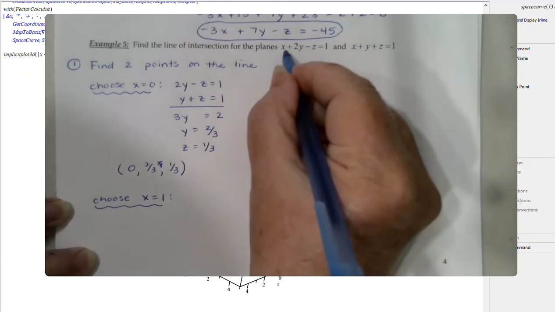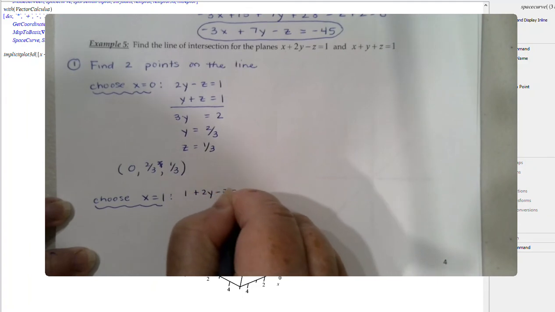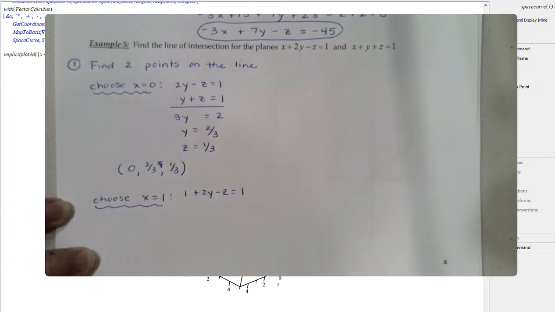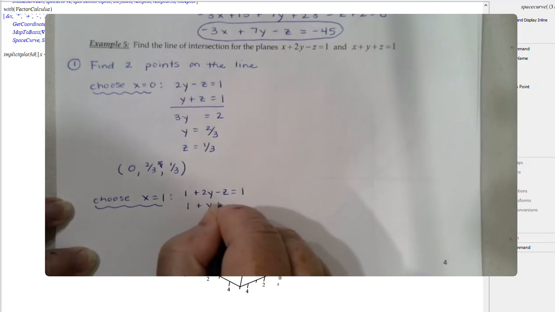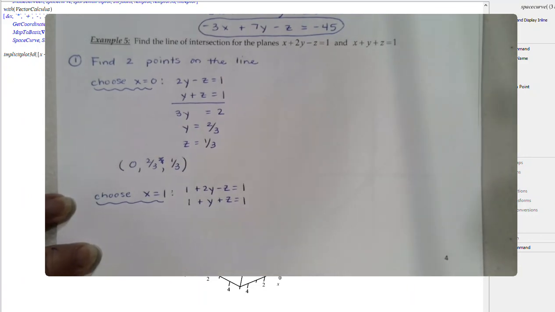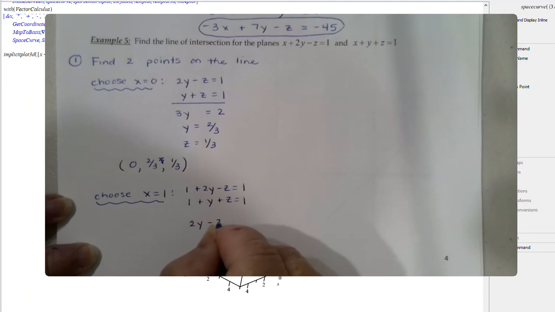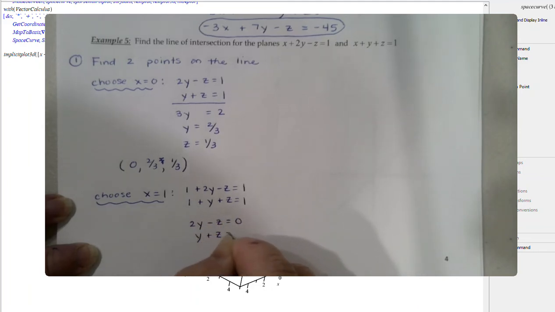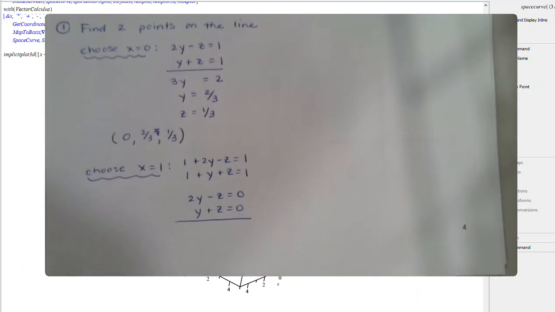If x is 1, I have 1 plus 2y minus z equals 1. And I have 1 plus y plus z equals 1. I can subtract off the 1's, so I have 2y minus z equals 0, and y plus z equals 0. Again, this one just happens to be set up so the z's eliminate perfectly.